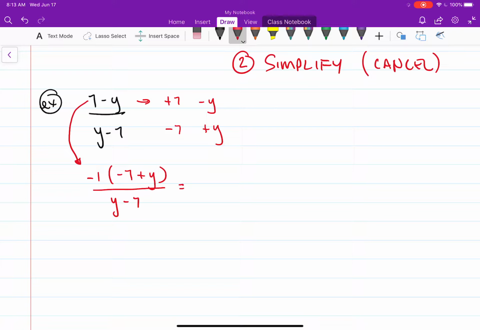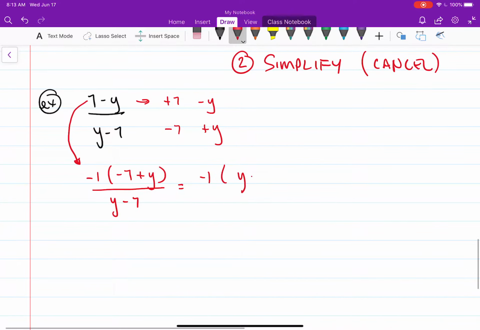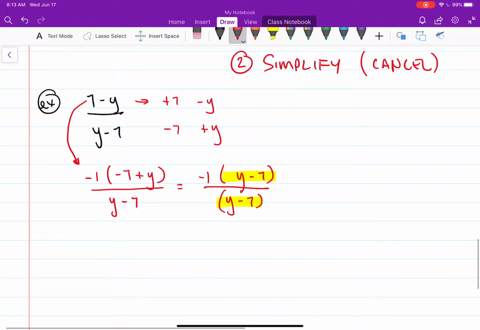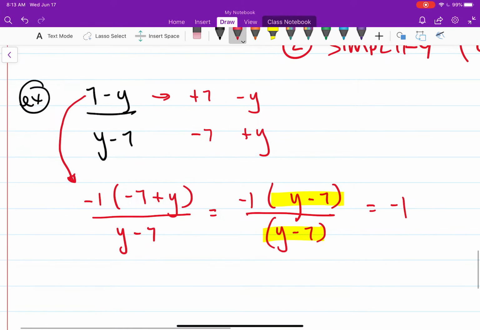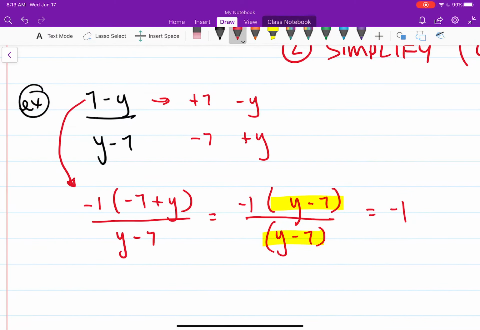Okay, so if you look at this, I got a -1 here. The top I can rearrange, because 2 plus 3 and 3 plus 2 mean the same thing. That's called the commutative property. So I can rewrite this as y minus 7, because the y is positive and the 7 is negative, over y minus 7. Since these two are in common, all I have left is a -1. Notice how the terms are exactly the same, except the signs are opposite comparing top to bottom. If that is the case, I can cancel those out and get -1.